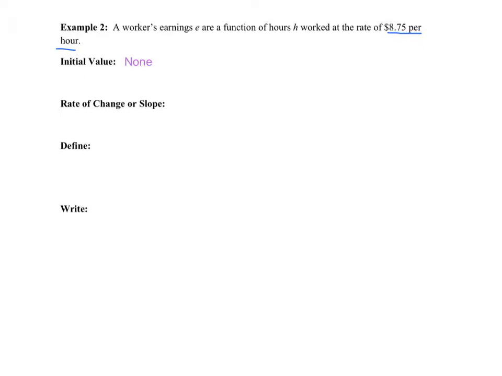Therefore, there is no initial value. Our rate of change in this problem, well, what changes? The number of hours, $8.75 per hour. So that's our rate of change. That's our slope. Okay, so our rate of change, your slope, that's your M. And to refresh, your initial value is your B.